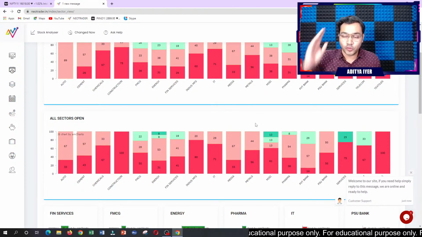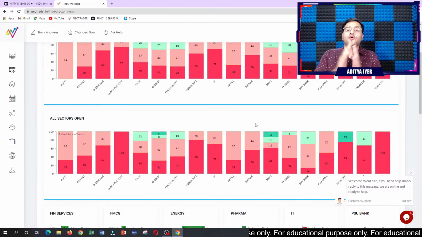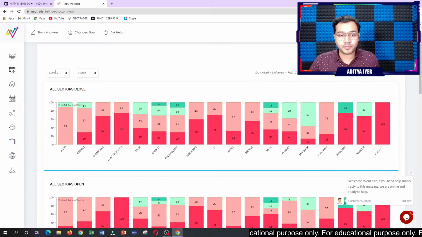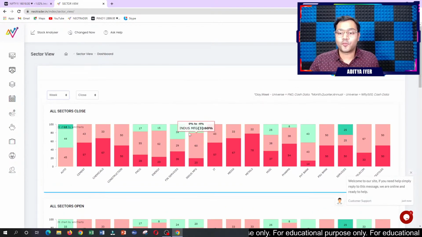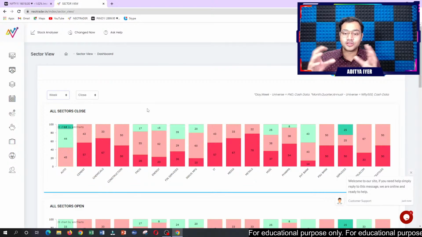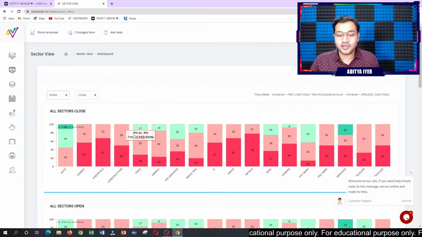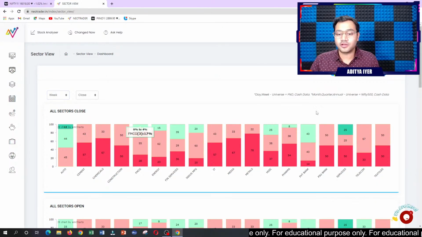That was for today. But let me go back and see how it has been for the whole week, right? So all I would do is just go up and change this from day to week, and once I've changed this whole thing from day to week, I can see this whole thing that you are seeing here from the weekly time frame, right?